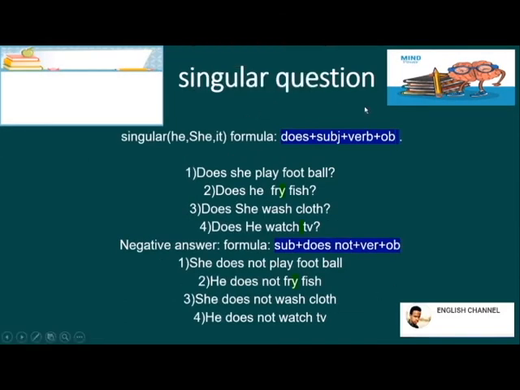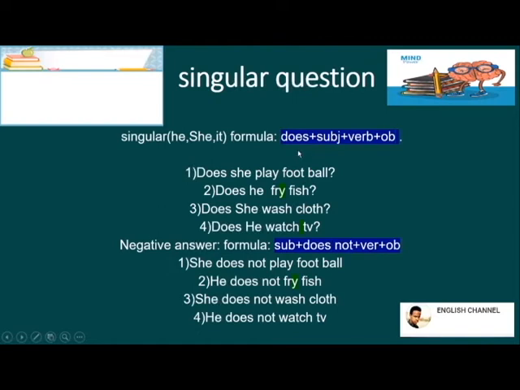In singular, when you need to ask someone a question using the singular formula, you will do like this. You will add "does" and subject plus verb plus object. So I think you see the changes that happen. You should add "does", and also this becomes the plural formula of the affirmative. It becomes like this.